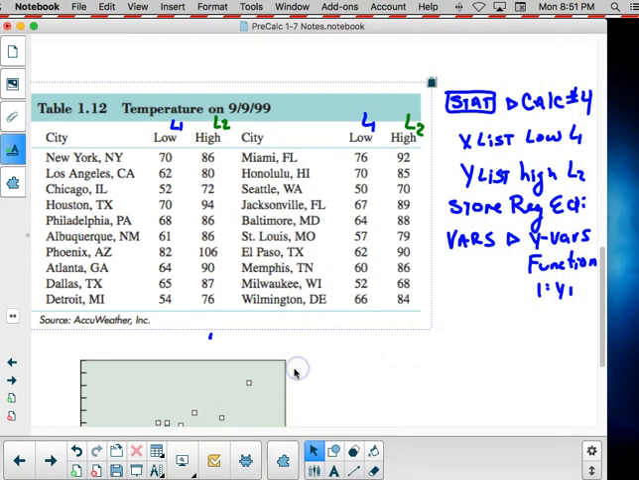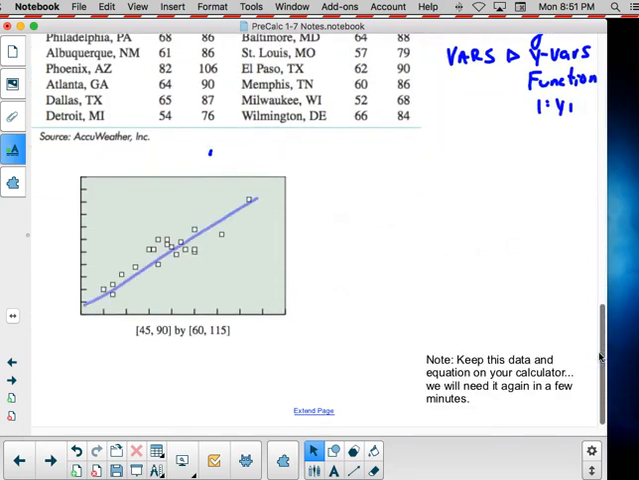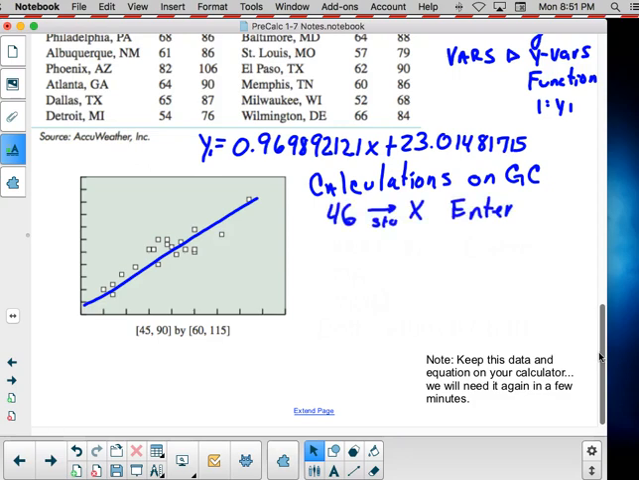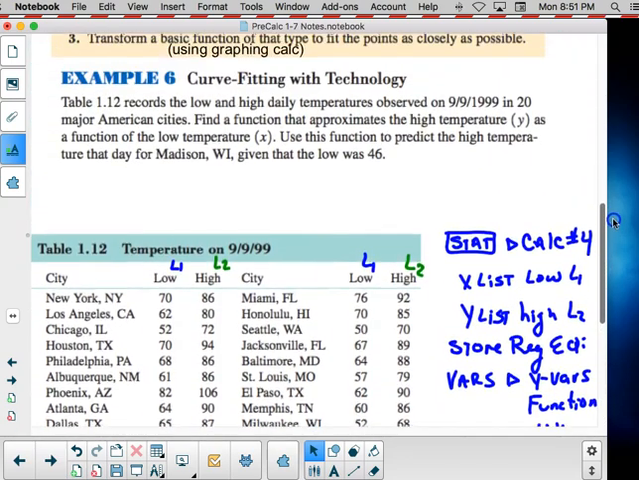And what you're seeing here is this information right here. Now, keep in mind, the information I had was that formula. It's in my Y1. My calculations will be completely on my graphing calculator, and there are 2 ways I can do it. I can put my 46 in, but I should come back up here for a second. The record in 1.2 records the low and high daily temperatures observed on 9/9/1999 in 20 major American cities. Find a function that approximates the high temperature Y as a function of the low temperature. Use this function to predict the high temperature that day for Madison, Wisconsin, given that the low was 46.